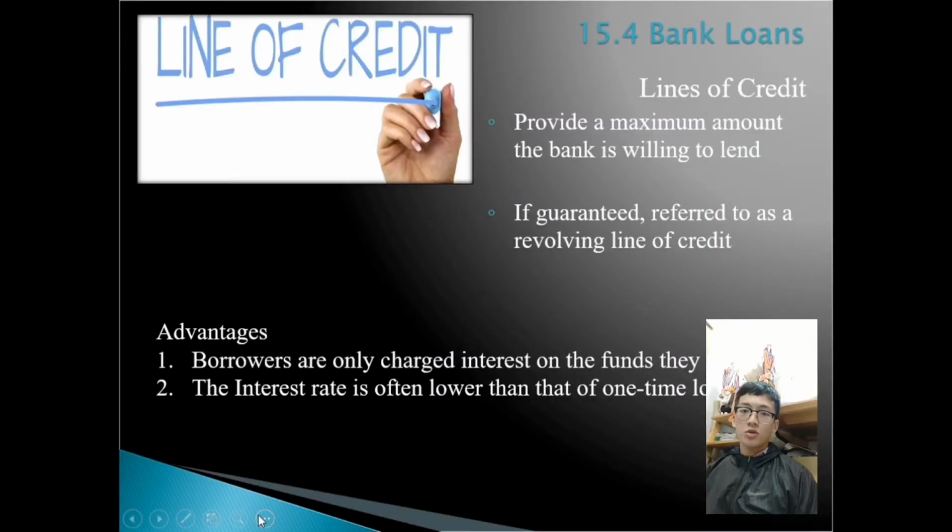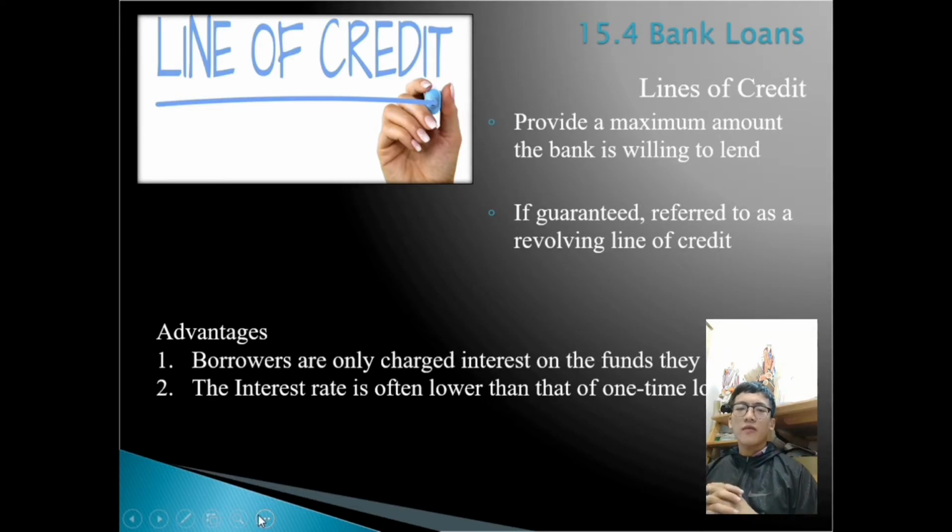So we will move to bank loans. In bank loans we have lines of credit. What is a line of credit? It provides a maximum amount the bank is willing to lend the borrower. If guaranteed, it is referred to as a revolving line of credit.